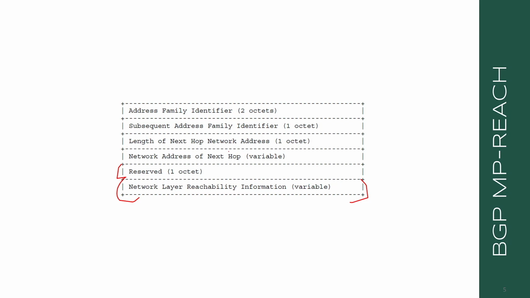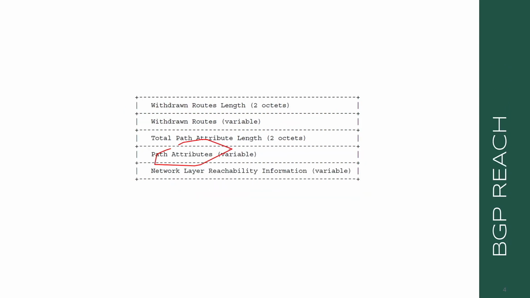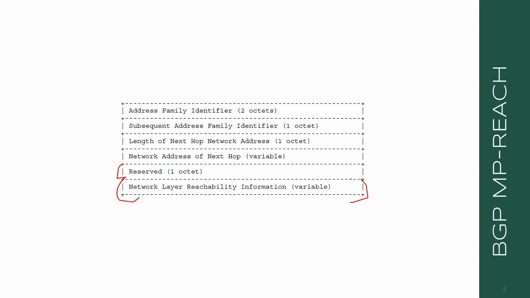And so this gives me some sense of how I carry NLRI information. So I'll still have my withdrawn routes, my total path attributes, and then I'll have my AFI, my SAFI, and then I'll have my length of next hops, my next hops, and a separate NLRI. So this is the MP-Reach. This is an alternative to the standard reachability.